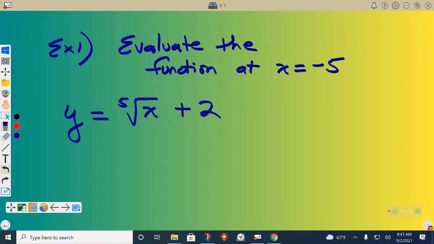That's besides the point. Now if I say to evaluate the function, I'm saying, what is this function's value? What's the y value when x is -5? So what I'm going to do is replace x with the -5 and figure out the value of the function. I'm going to figure out what y is.